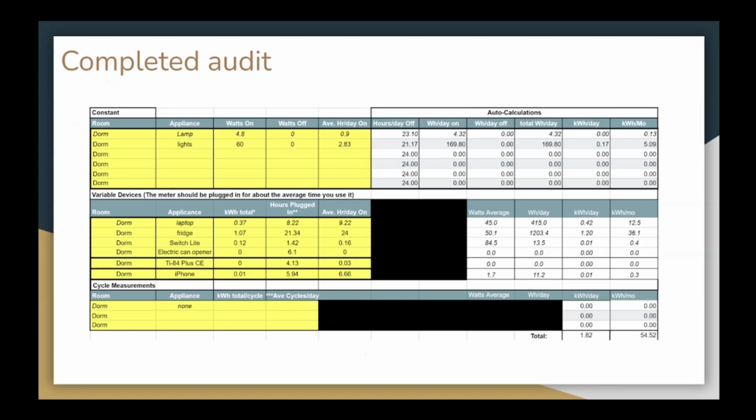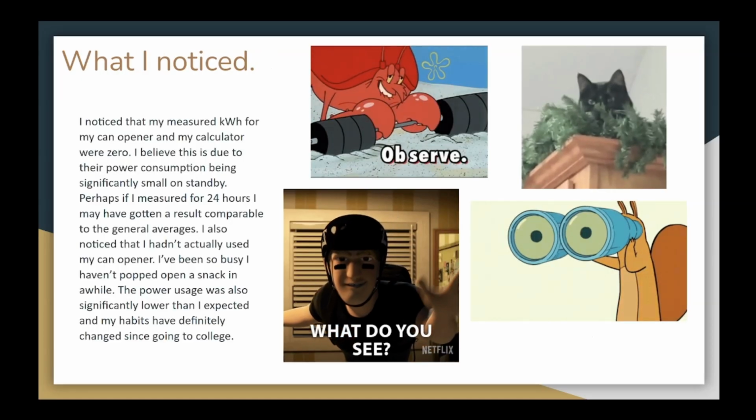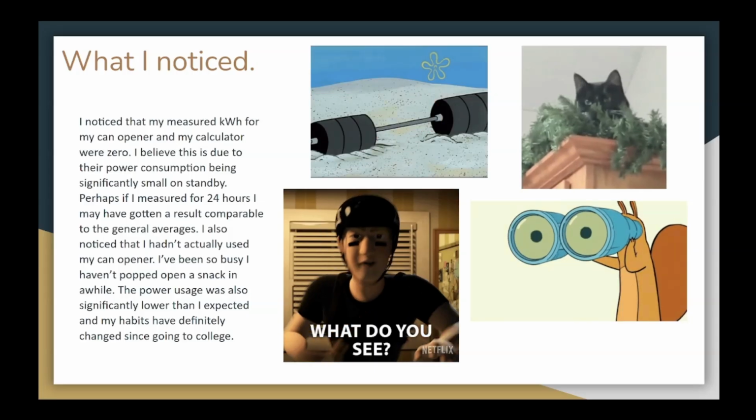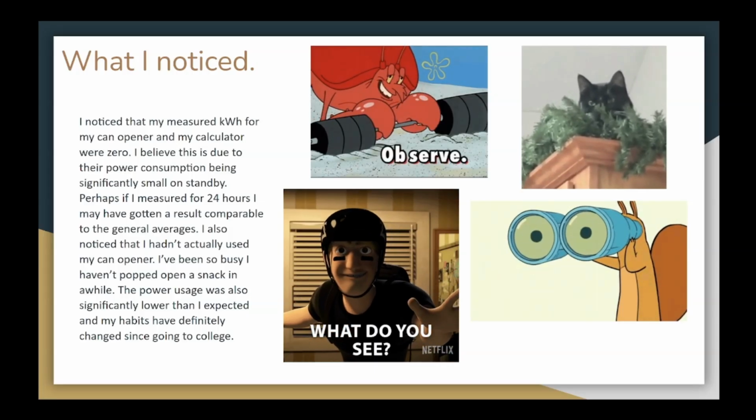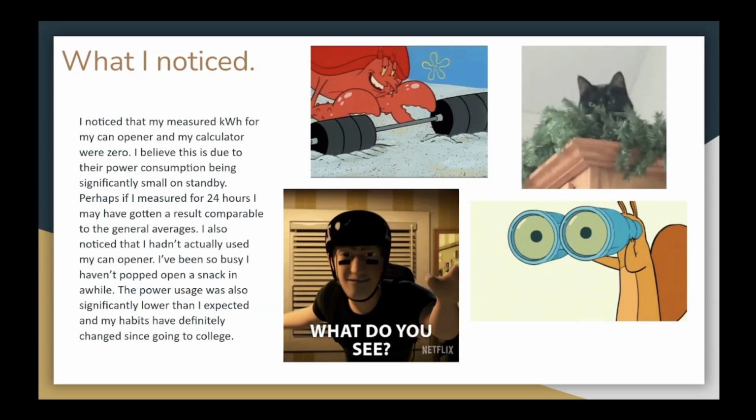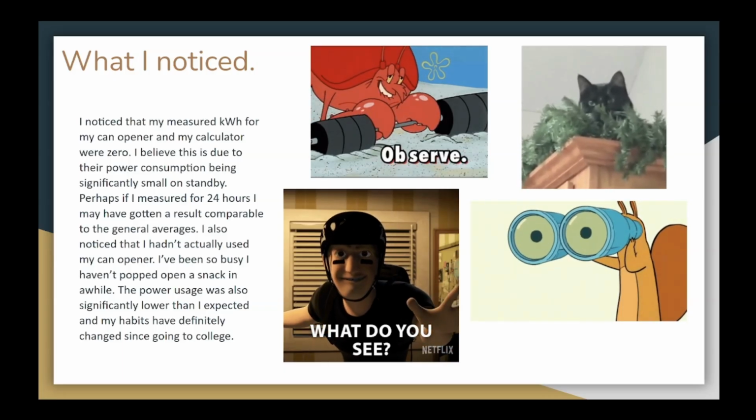This is my complete audit. I'm very thankful for the pre-made format, as I inputted all my data and it calculated everything for me, saving a large amount of time. What I noticed is that my measured kilowatt hours for my can opener and my calculator was 0. I believe this is due to their power consumption being significantly small on standby. Perhaps if I measured for 24 hours, I may have gotten a result comparable to the general averages.